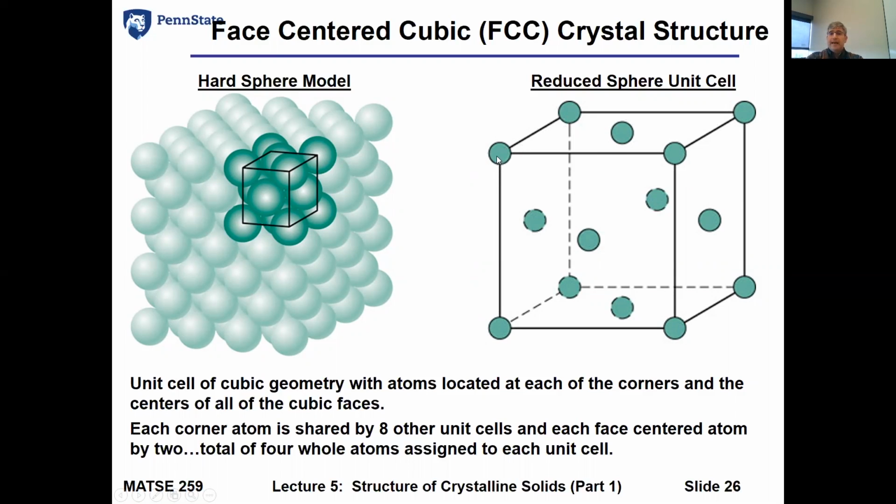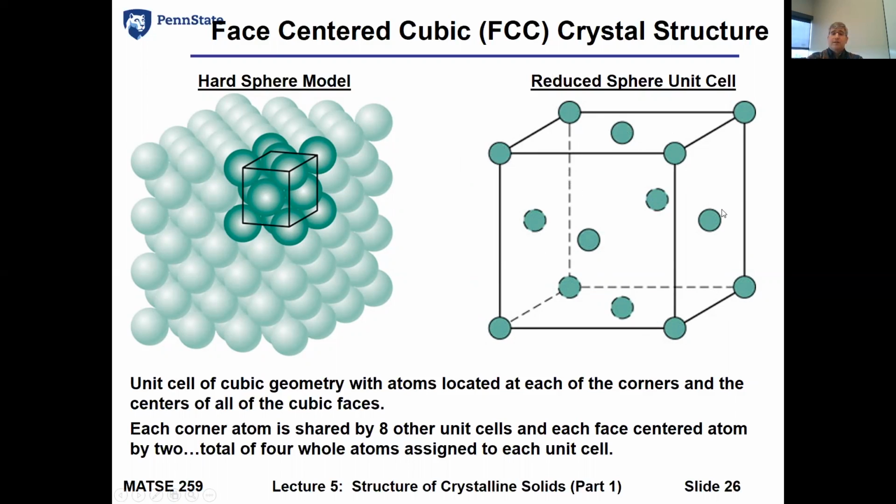So if we're looking for the number of atoms associated with a given unit cell, 1/8 of each of these atoms belongs strictly to this unit cell, because it's sharing that atom with 7 other unit cells. So it owns 1/8 of each of these. If we look at the corners, it's a cube, there are 8. So 8 times 1/8 gives us 1 atom.